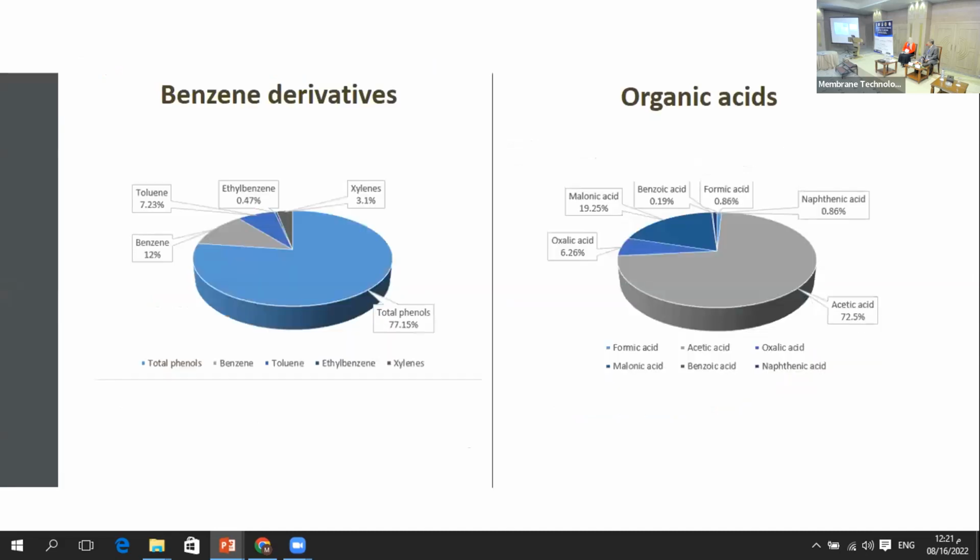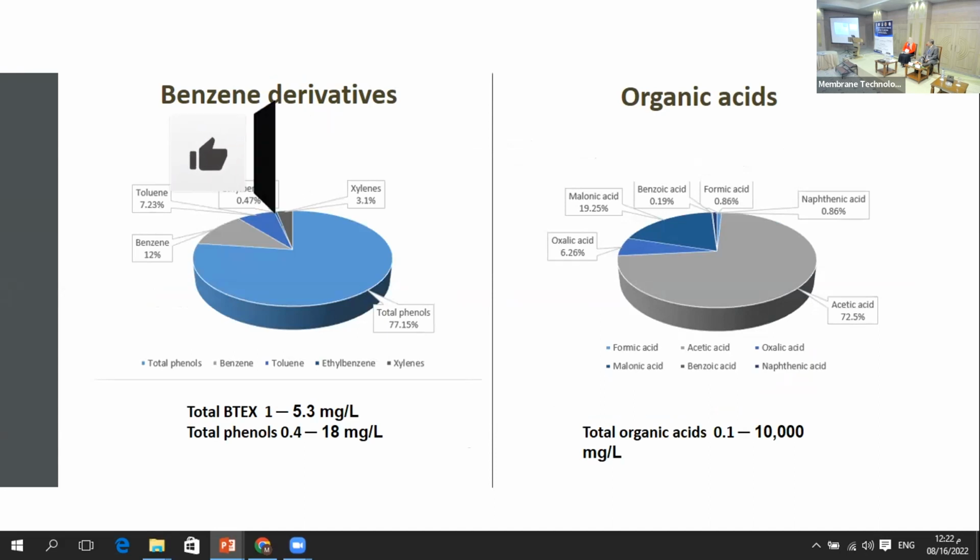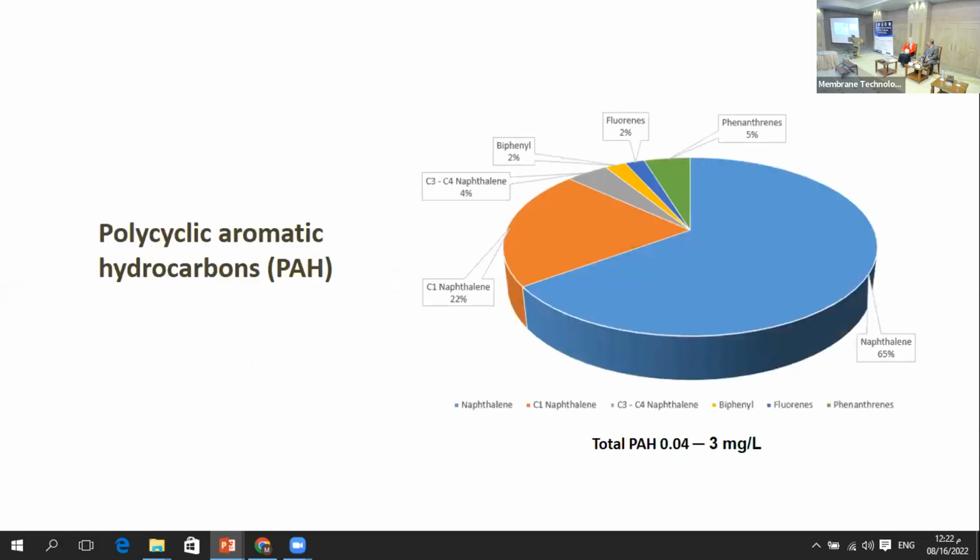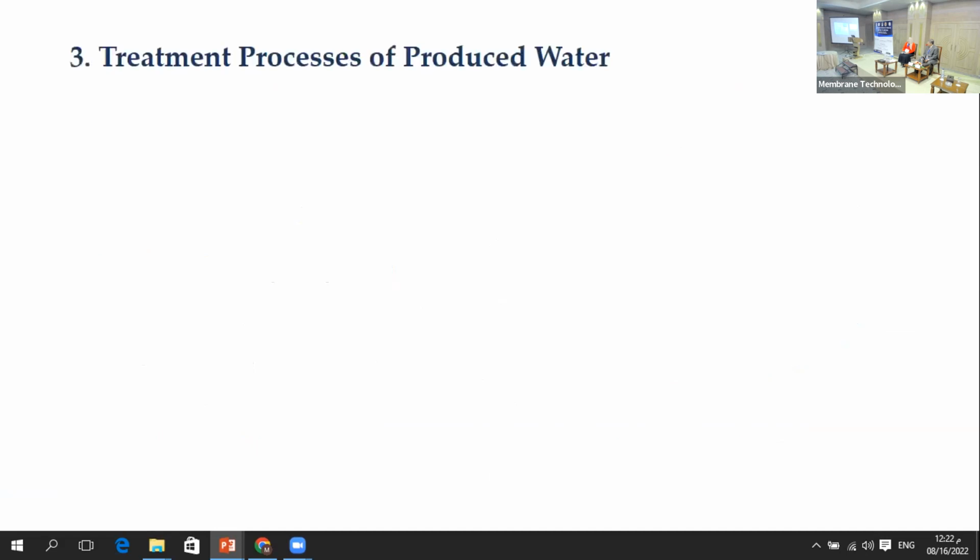It contains a fair amount of benzene derivatives and a large amount of organic acids. The benzene derivatives may reach 5 to 18 milligrams per liter, but organic acids may reach even 10,000 parts per million, which is almost 90% of the total TOC content of the produced water. Of course, polycyclic aromatic hydrocarbons are present in a fair amount, with a total organic carbon of 11,000 milligrams per liter. So, based on such a challenging stream, plus the variety of contaminants, there is no one-size-fits-all solution for such a process.